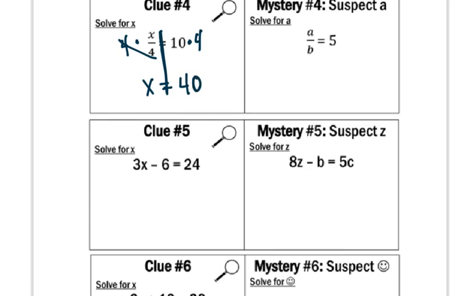Same idea, mystery 4. We are solving for a. To solve for a, we need to move that b to the other side. So I'm going to times b and times b. We get rid of division by multiplying. So a equals 5b.